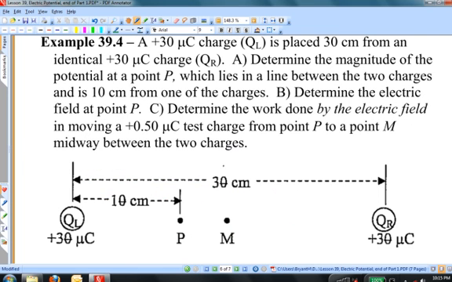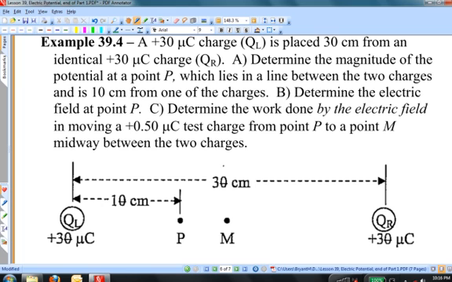A plus 30 microcoulomb charge, which they call QL, is placed 30 centimeters from an identical plus 30 microcoulomb charge, QR. A. Determine the magnitude of the potential at a point P, which lies in a line between the two charges and is 10 centimeters from one of the charges. B. Determine the electric field at point P. C. Determine the work done by the electric field in moving a plus 50 microcoulomb test charge from point P to a midpoint M midway between the two charges.